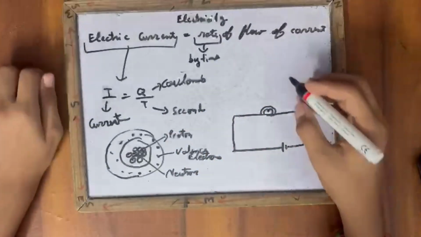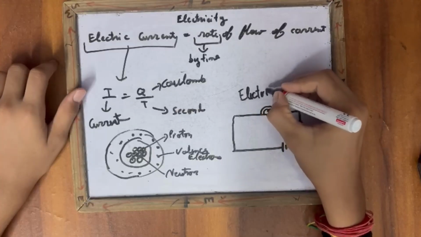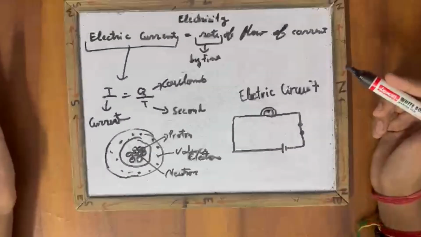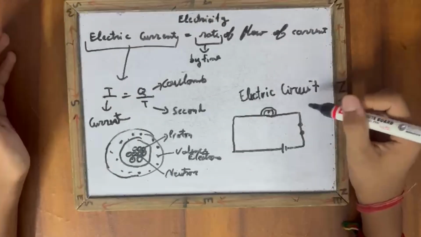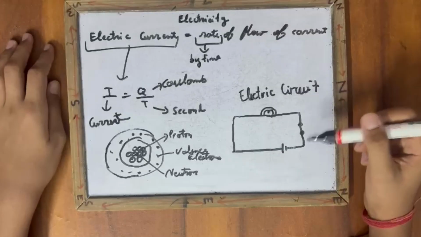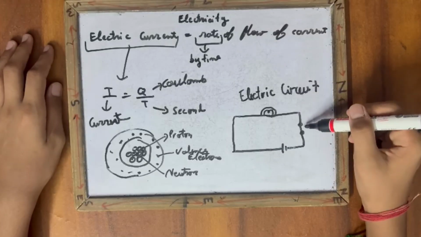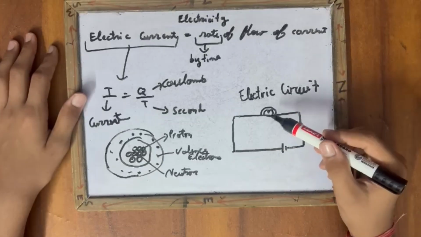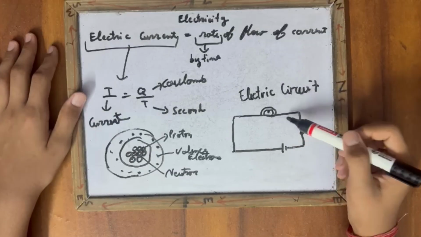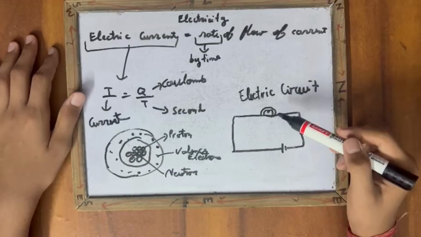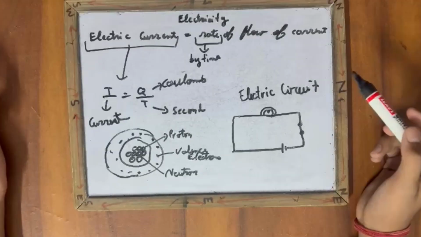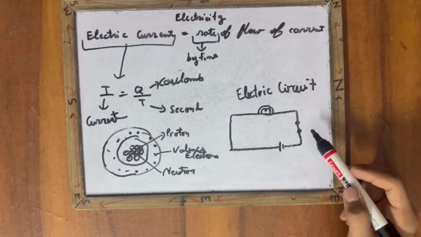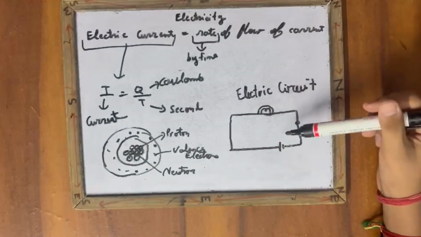Now let's study electric circuit. What does an electric circuit mean? It is a combination of electric components, and the components are mainly wire and key. Another name for key is switch, which is used to open or close the circuit. The appliance in this circuit is a bulb, and this is a cell. To connect all the components we use wire.